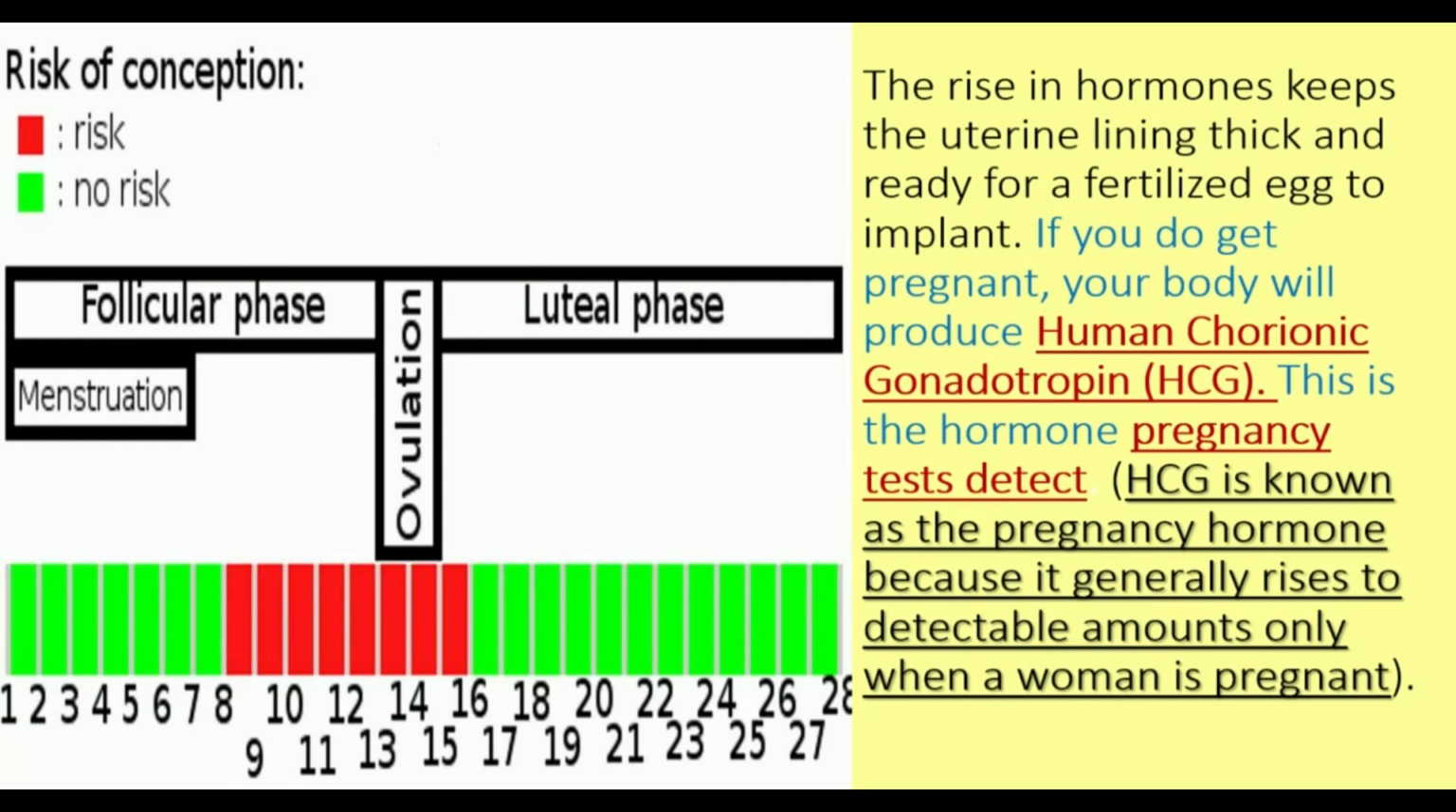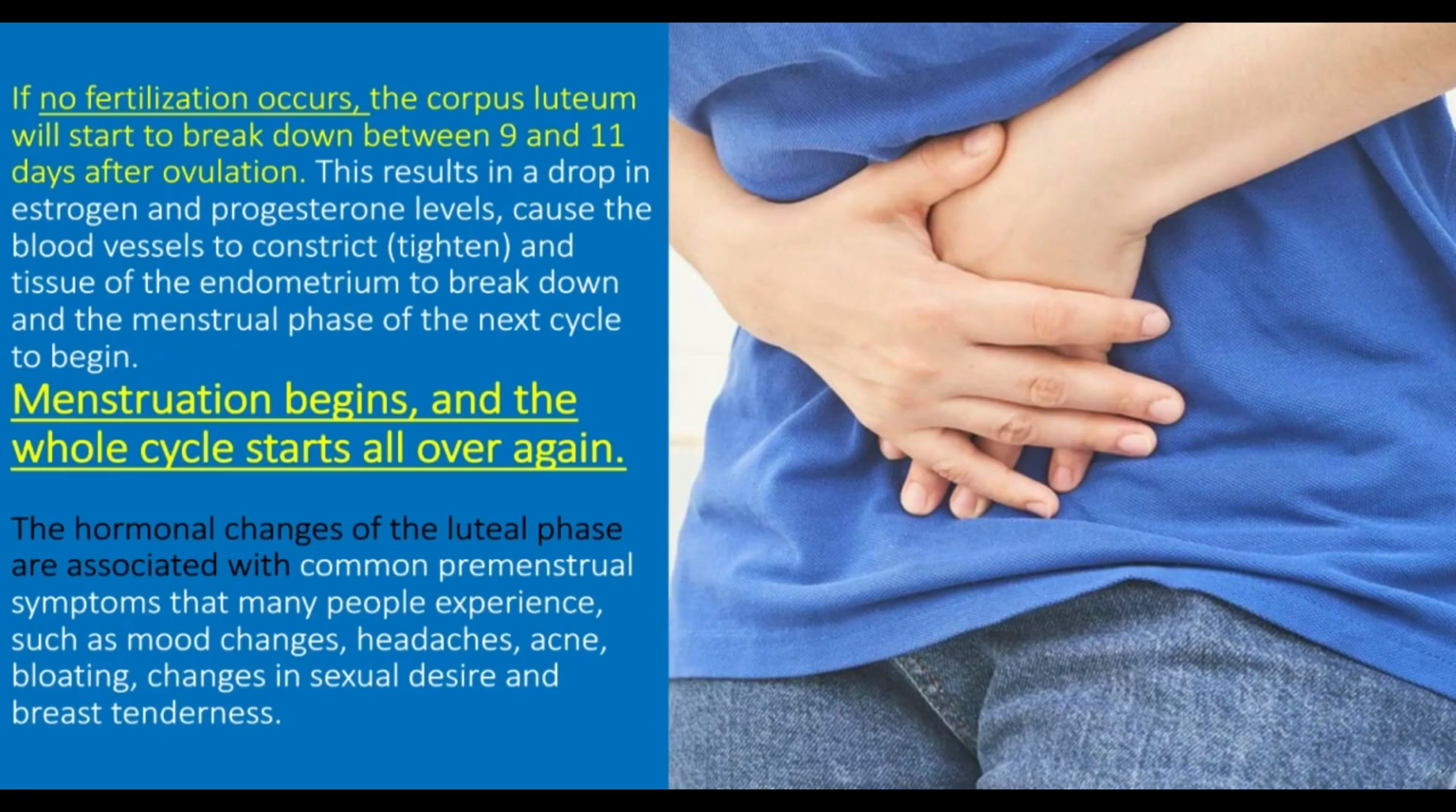If you do get pregnant, your body will produce human chorionic gonadotropin. Human chorionic gonadotropin is known as the pregnancy hormone because it generally rises to detectable amounts only when a woman is pregnant. If no fertilization occurs, the corpus luteum will start to break down between 9 and 11 days after ovulation. This results in a drop in estrogen and progesterone levels, causing the blood vessels to constrict and tissue of the endometrium to break down and the menstrual phase of the next cycle to begin. Menstruation begins and the whole cycle starts all over again.